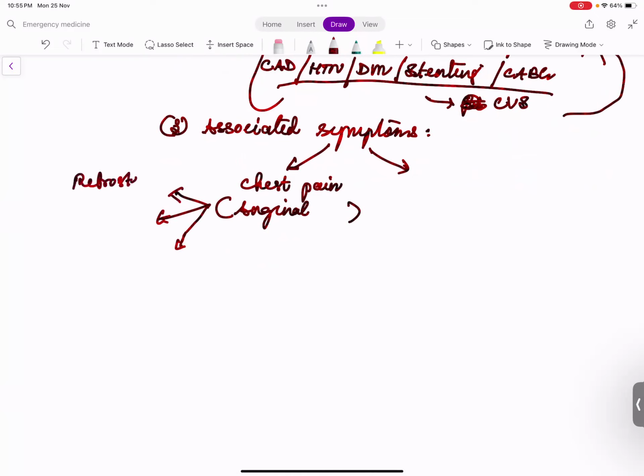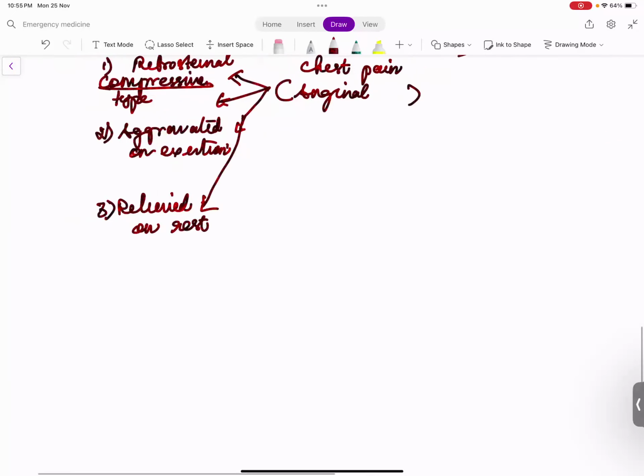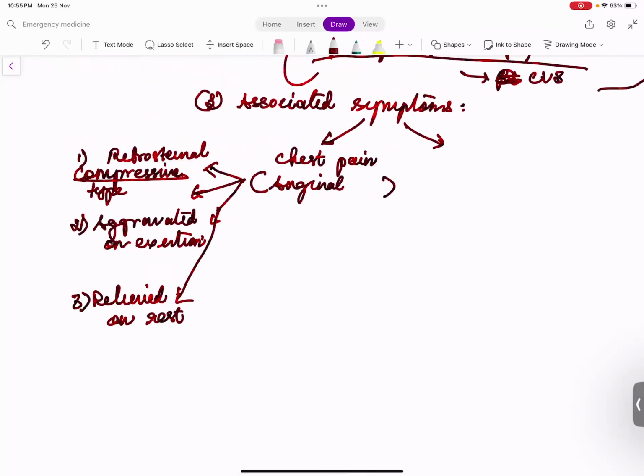Retrosternal. We'll discuss this again in chest pain also, but I'm just mentioning it here. Retrosternal compressive type of chest pain, this is point number 1. Point number 2, which is aggravated on exertion. Third point is relieved on rest. So the presence of these 3 features makes up anginal type of chest pain, and that is a cardiac type of chest pain.